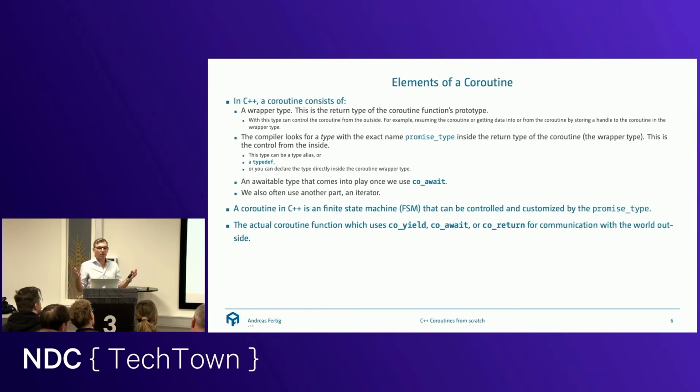A coroutine itself, you can see it as a finite state machine in the background. It's just that we do not have to hand code it. It's the compiler's implementation, and we just have the customization points in the promise type to fine-tune it. My actual coroutine function, this is the one where I say co-yield, co-wait, or co-return. This is for communication with the outside world. And this function gets transformed by the compiler to match the customization points, or to call the customization points. But we will see examples for that. All right. Good so far?